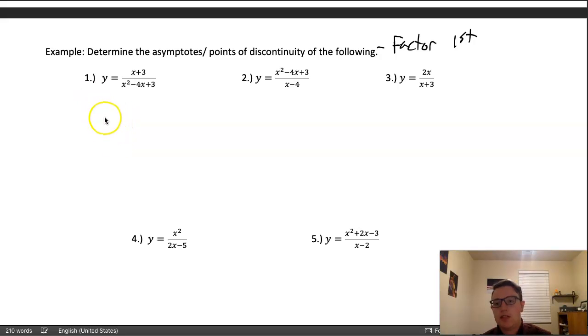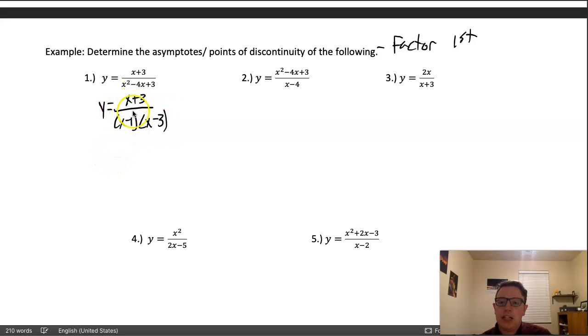Let's start off with this first one. We have y is equal to x plus 3 over x squared minus 4x plus 3. What does this make when factored? Well, we'll have y is equal to x plus 3 on the top. In the bottom, we're looking for factors of 3 that add up to negative 4. It's going to be negative 1 and negative 3.